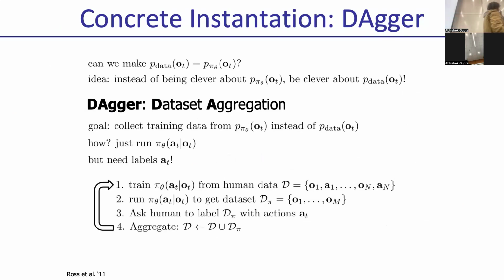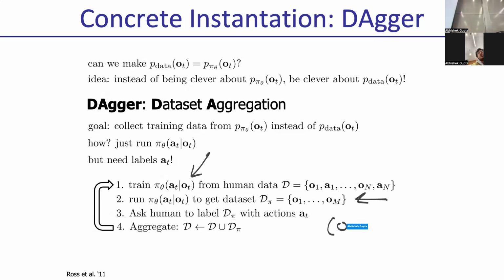So let's run through the algorithm mechanistically. We're going to start by collecting some training data, normal expert imitation learning. You're then going to train your policy using maximum likelihood, supervised learning. But the important thing is then you're going to run your policy in the world. It's going to give you the observations that it visits, and it's going to mess up. On those mess ups, you're going to ask the human to label them with optimal actions.